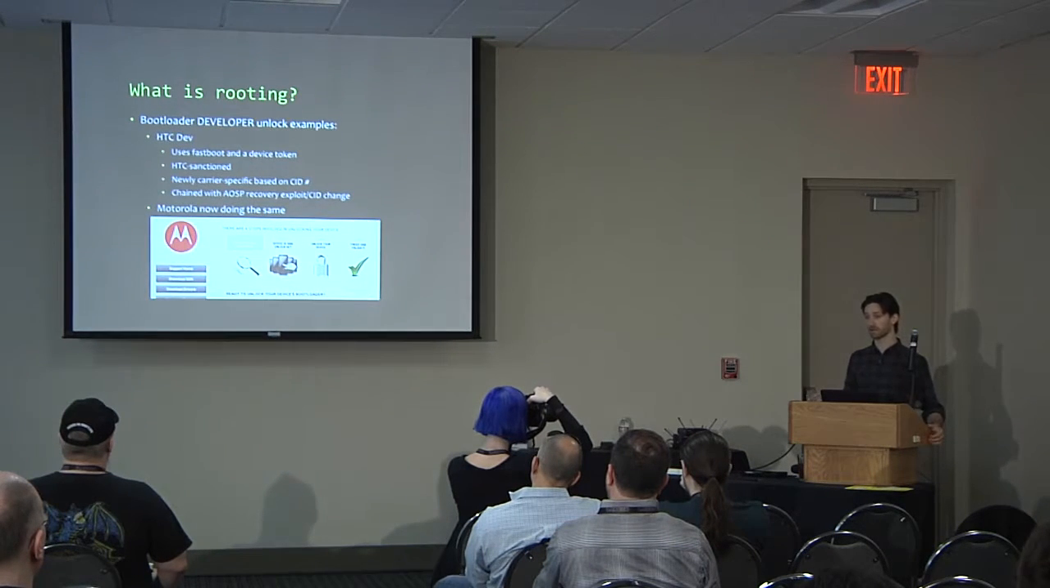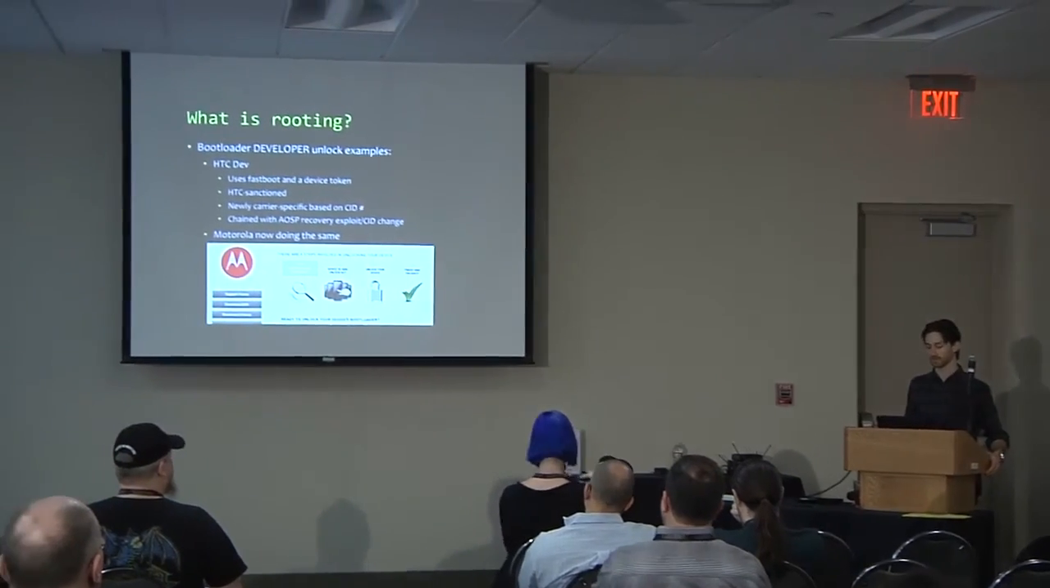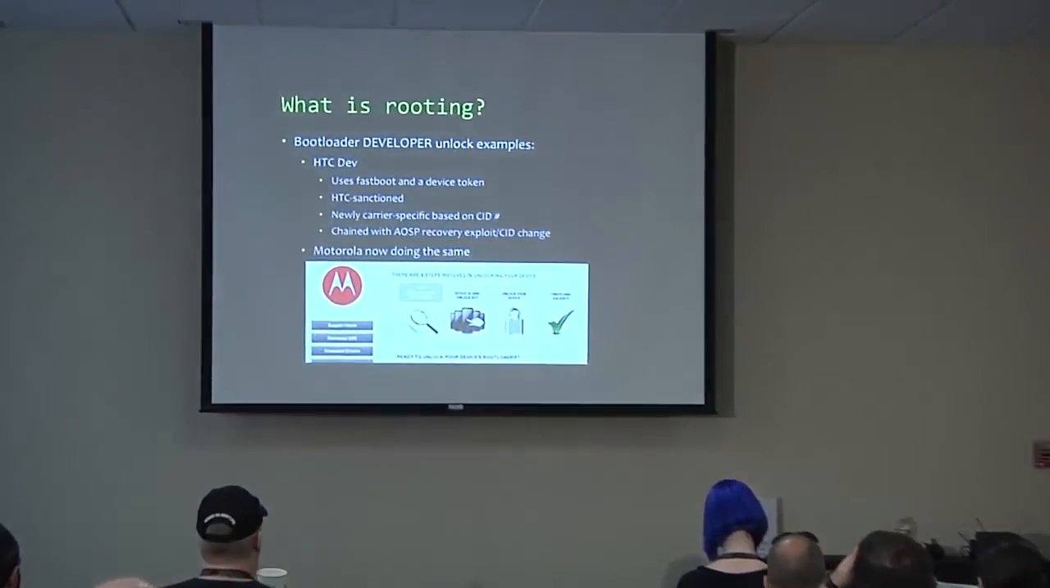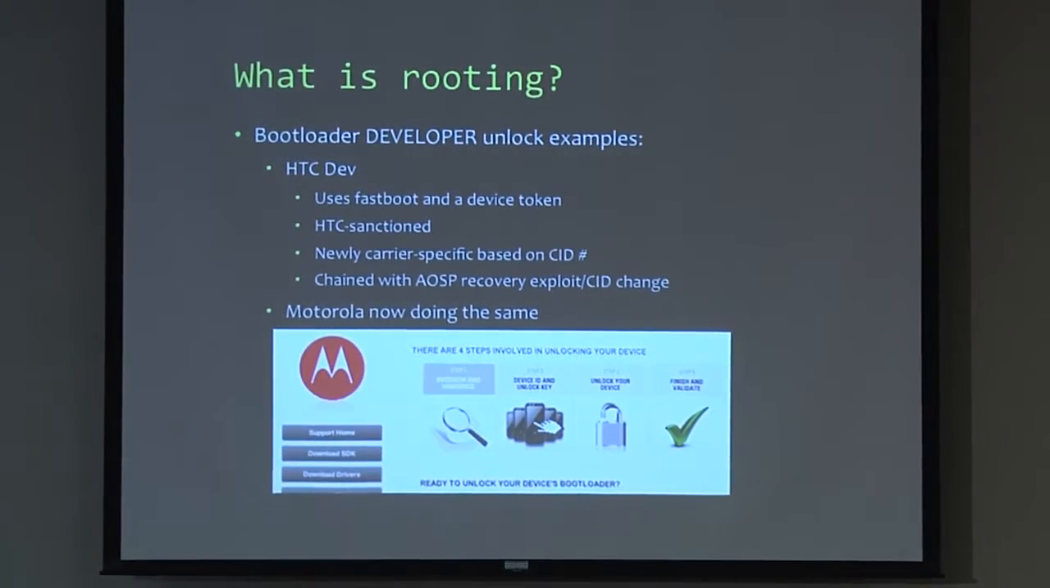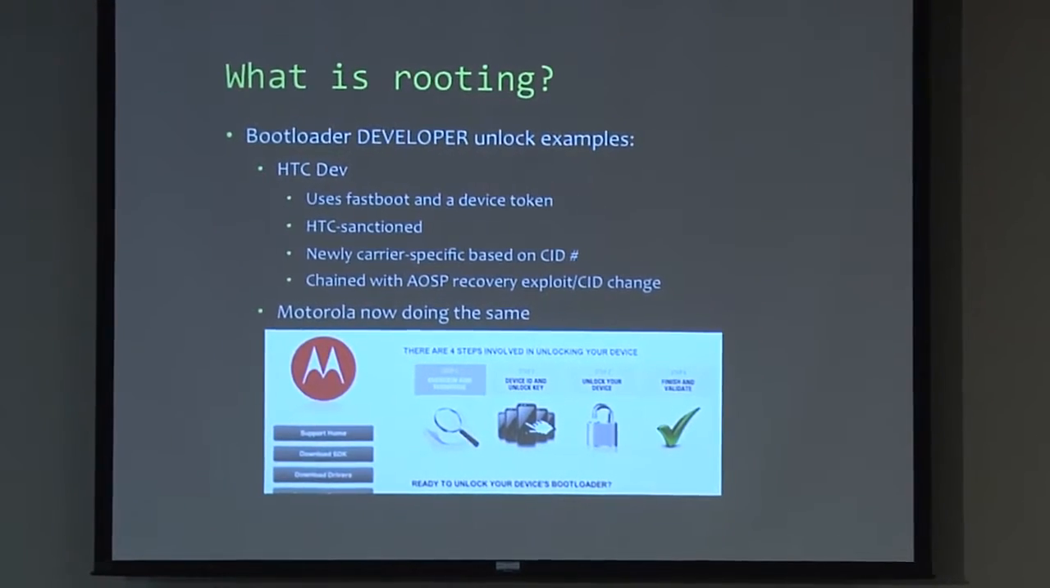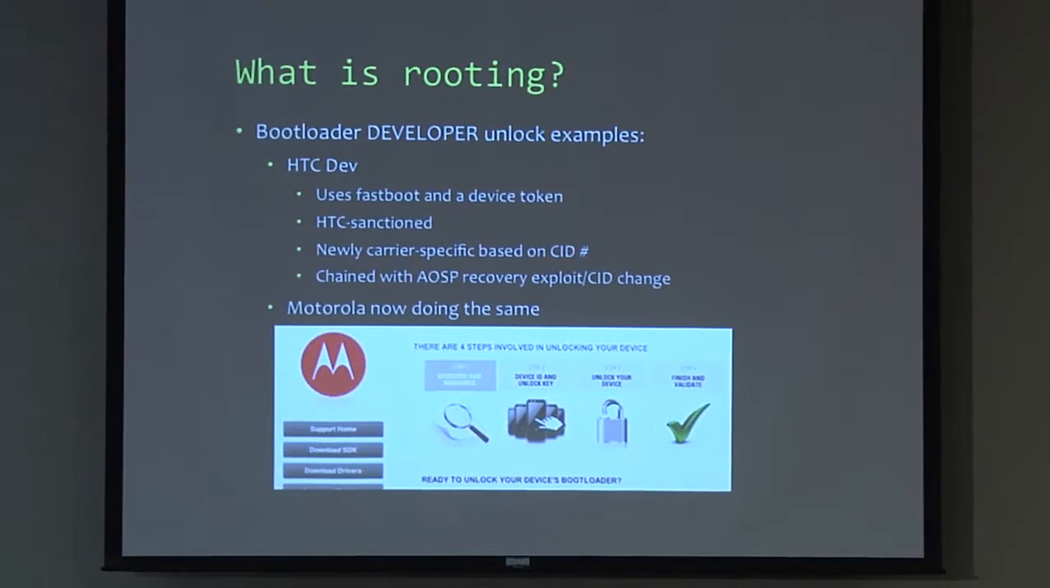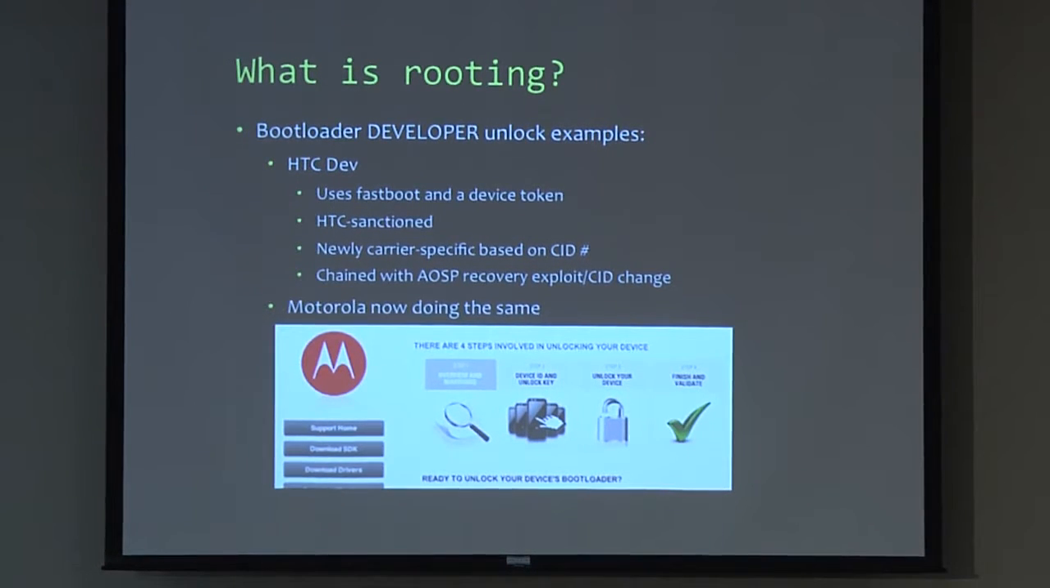If you wanted to developer unlock your bootloader, which is supported by a bunch of OEMs, HTC Dev, I think, was the first one. It just uses fastboot. You feed a device identifier token to the HTC website, and they come back with a device token. You feed that to fastboot, and it unlocks your bootloader, and it wipes /data. So an attacker couldn't do that to get access to your data.